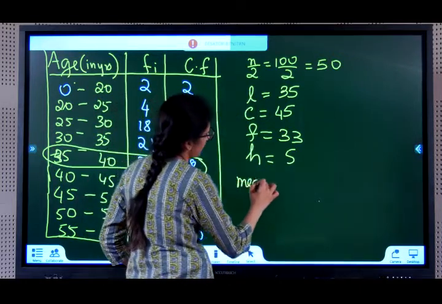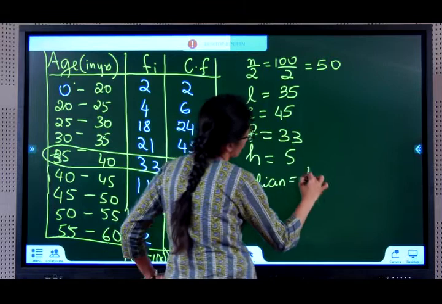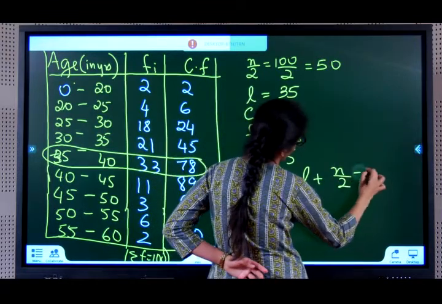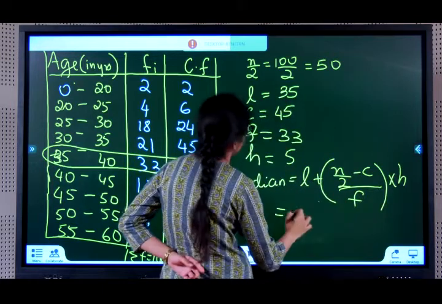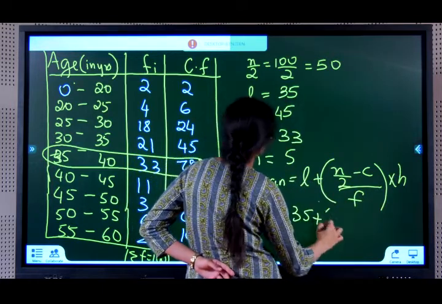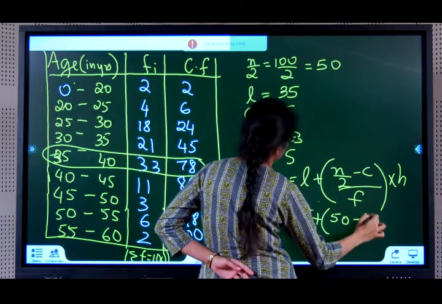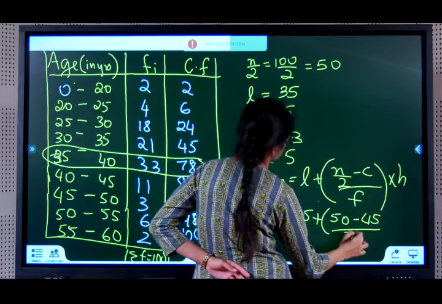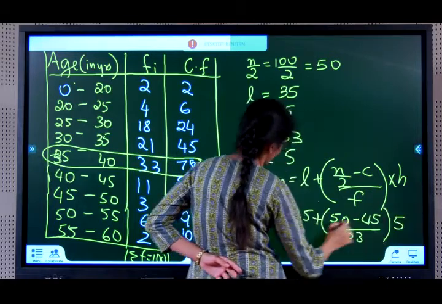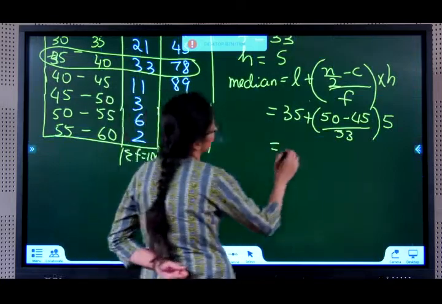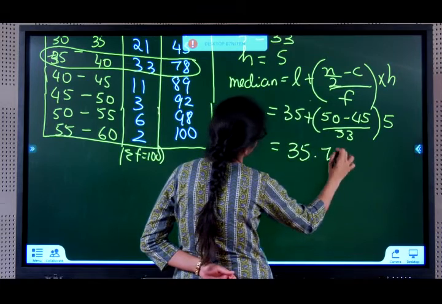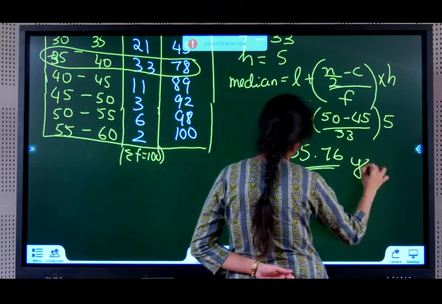Use the median formula. Median is equal to L plus n by 2 minus C by F into H. L 35 plus n by 2 50 minus C 45 by F 33 into H, which is 5. Solve this and we'll verify if our answers match. So we get 35.76, the class is in years, so years.